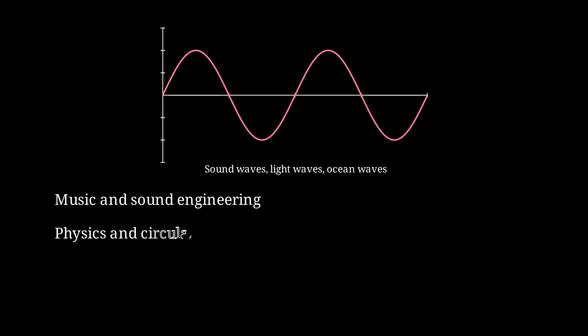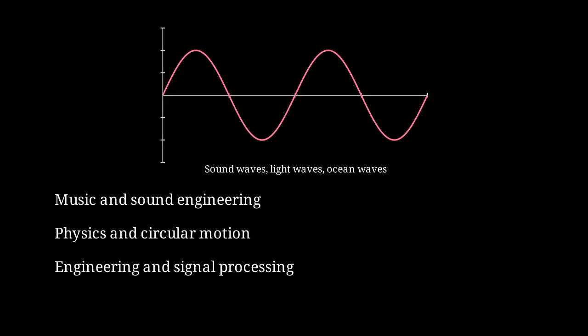In physics, sine and cosine describe circular motion, pendulums, and oscillating systems. Engineers use these functions extensively in signal processing, electrical circuits, and mechanical systems.